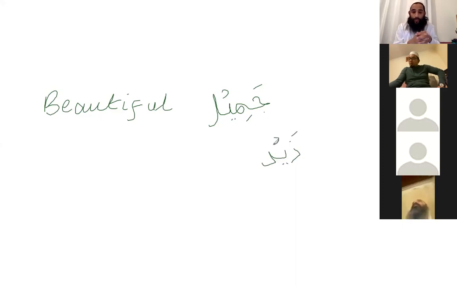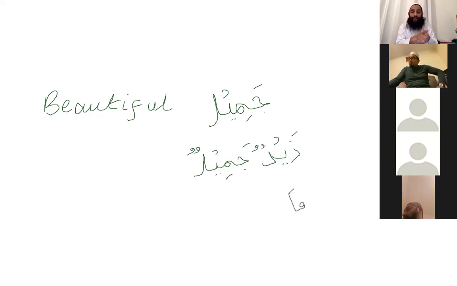So Zaid, we know this is a masculine word. If we are referencing something back to Zaid, such as the word beautiful, then we will obviously write the masculine form of the word beautiful. So you see Zaidun, Jamilun. And in the same way, we can have Fatima. She is obviously a female, and it's a female word. So when we're referring back to Fatima, we're going to have the female version of the word beautiful, which is Jamila. So Fatimatun, Jamilatun.